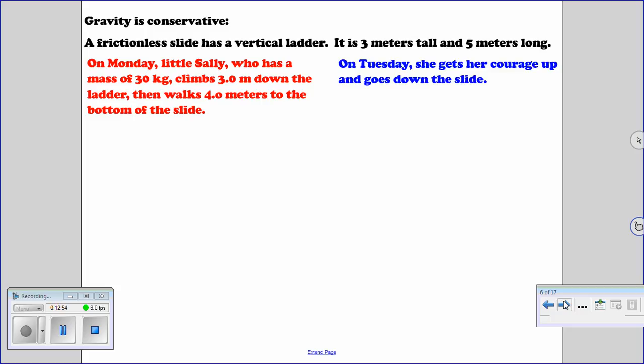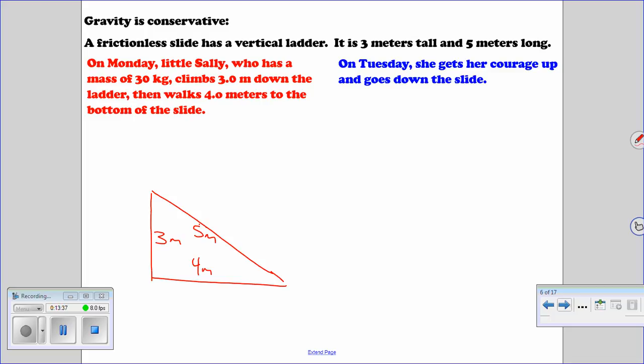All right, so gravity is a conservative force. All right, which is why we have gravitational potential energy. So we've seen this before, right? If you've got a frictionless slide with a ladder on it, and the slide is 3 meters tall and 5 meters long, then let's see. So here's the slide. So what did we say? We said that it's 3 meters tall, 4 meters long. Oh my gosh. 3 meters tall, 5 meters long. That means this other side over here is going to be 4 meters, right?